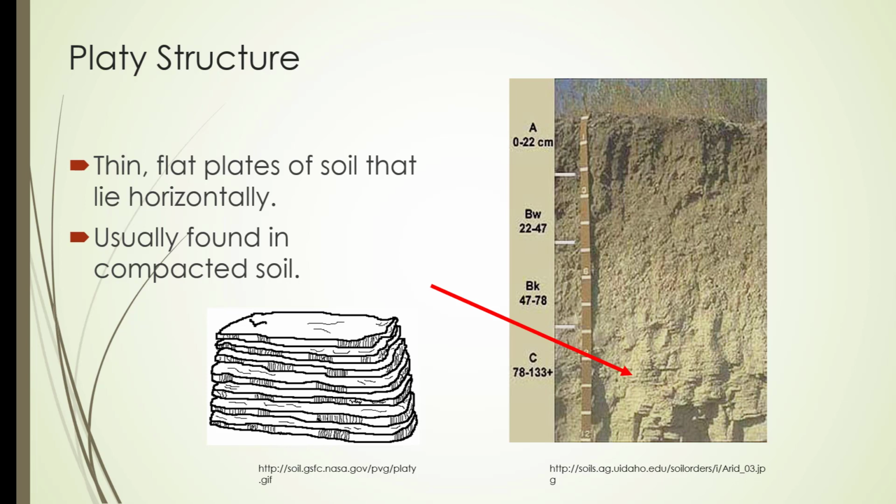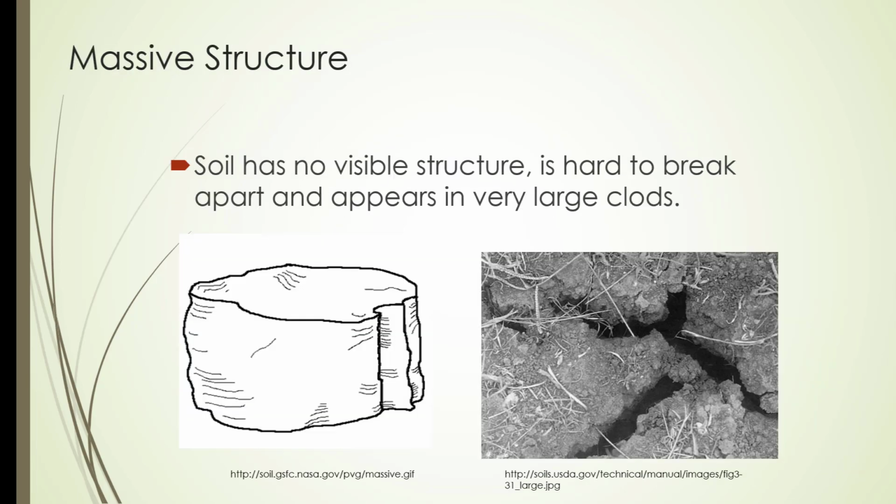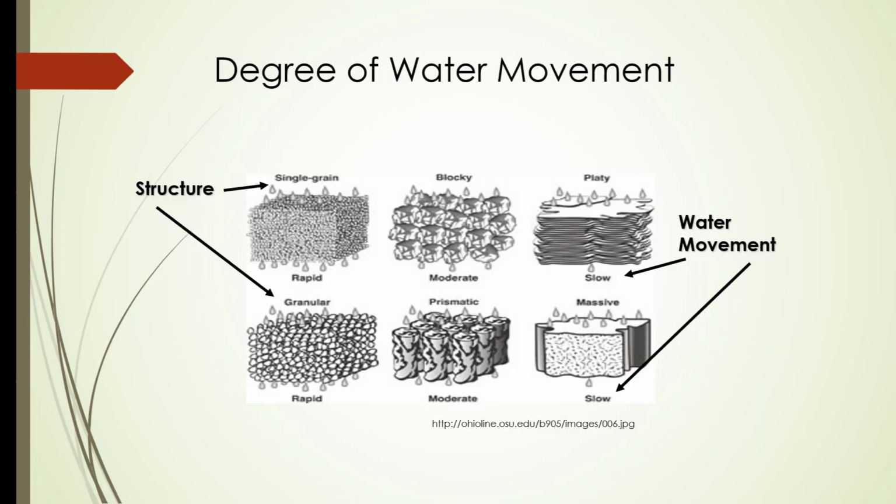Platy structure, these are thin, flat plates of soil that lie horizontally. This is usually found in compacted soil, and as you can imagine, water is going to have a hard time getting through that. Single grain structure is soils that break into individual particles that don't stick together, usually in a sandy soil, and usually has a very loose consistence to it. Massive structure, this is soil that has no visible structure, is hard to break apart, and appears in very large clods.